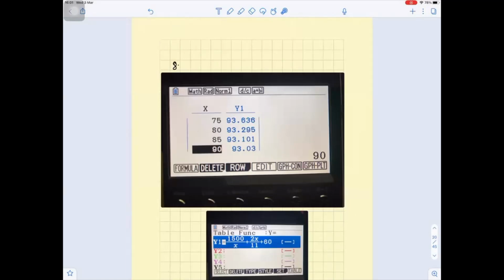And then you can have a table that will show you at 75, you get 93. At 80, you get 93.2. At 85, 93.1. And then at 90, you get 93.03. That's the one we're interested in, at 90. And that's the function you enter in the calculator.